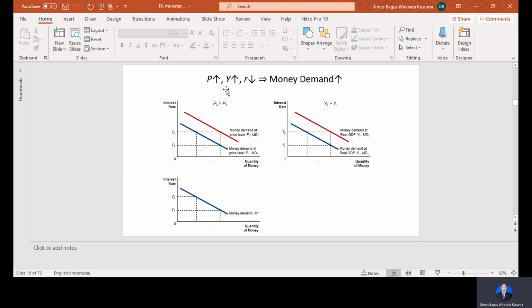And here are the factors. If you want to increase the money demand, you have to increase the price level and the nominal GDP, and you have to decrease the real interest rate, or the nominal interest rate in the short run. So if prices increase, money demand will increase. If GDP increases, money demand will increase, but with a higher interest rate, money demand will decrease, and the other way around.